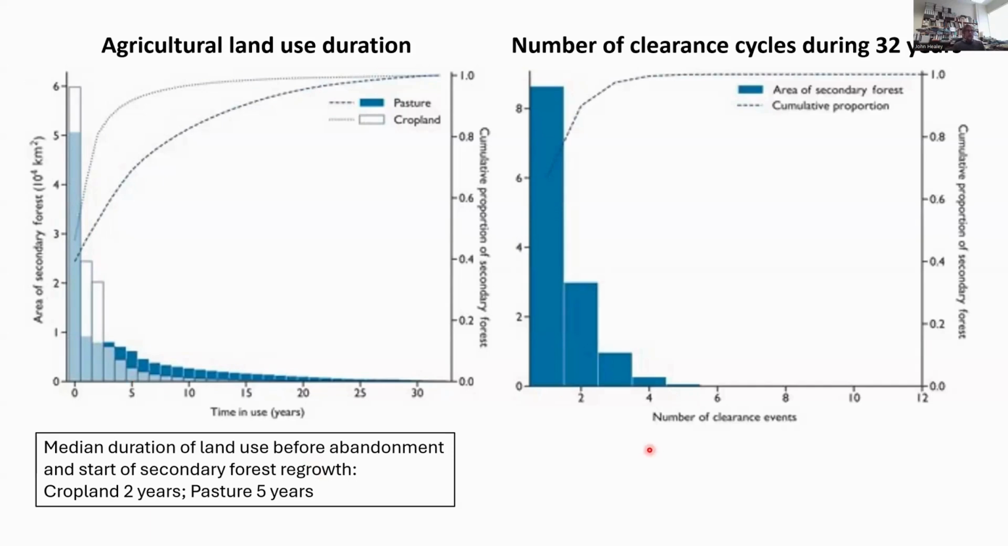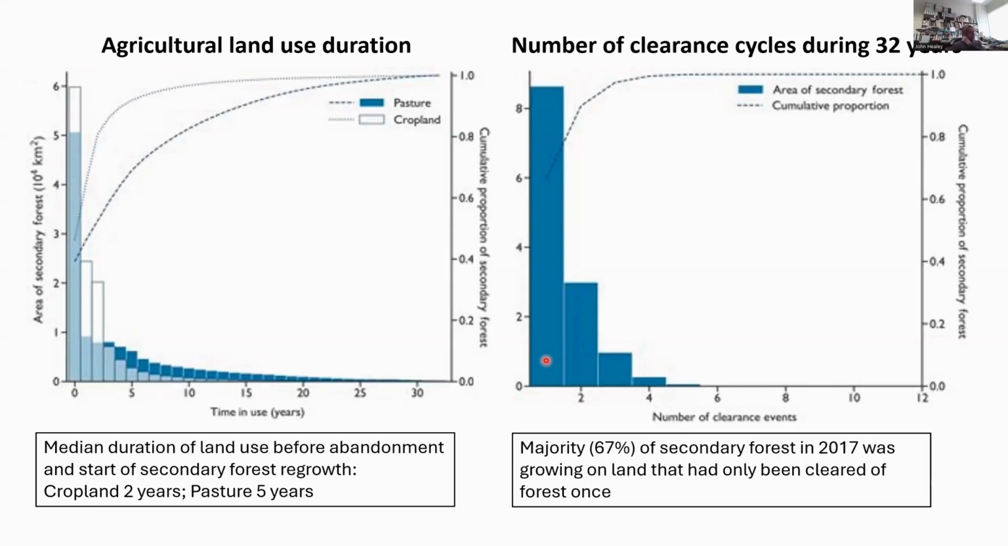Another way that these data can be used is to look at the forest that was secondary forest in 2017 and how many cycles of clearance for agriculture, abandonment, and secondary forest it had been through during that 32-year period. And we can see that the majority of the secondary forest in 2017 was growing on land that had only been cleared of forest once during that period. But in a few areas, it had been through as many as 5 different cycles of secondary forest agriculture transition.